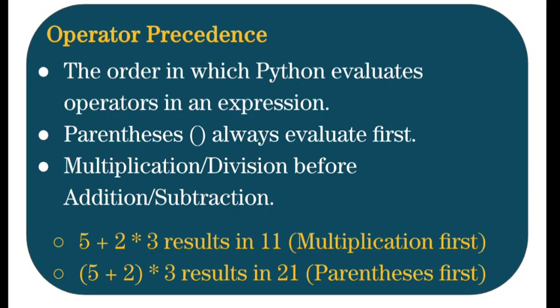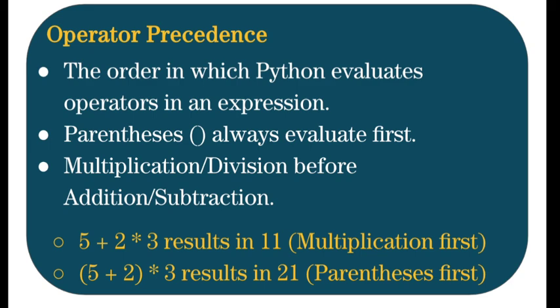Next comes operator precedence. It is the order in which Python evaluates operators in an expression, like BODMAS in math, that is brackets, parentheses, right? That comes first. Then multiplication, division, then addition or subtraction. This is the order, called BODMAS. So the order in which Python evaluates operators in an expression is operator precedence.